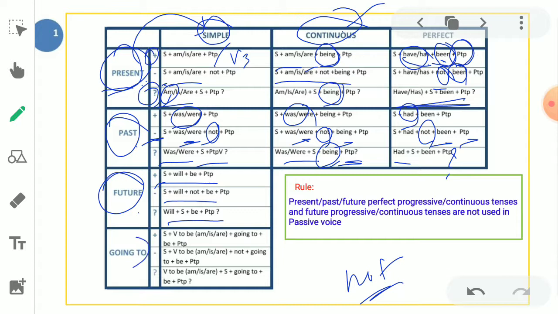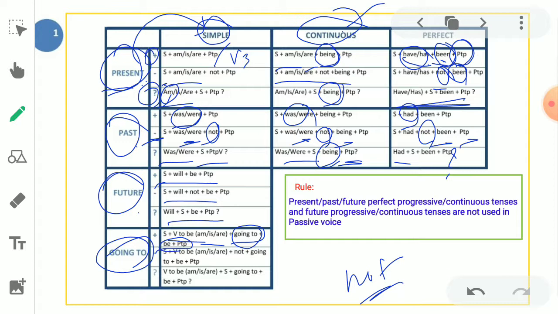But when we come to going to, it is a bit different. Why? Because the subject in a positive sentence takes the be form as the helping verb. So be forms like am or is or are plus going to. After writing going to, then be plus V3 form you have to write. So keep in mind.